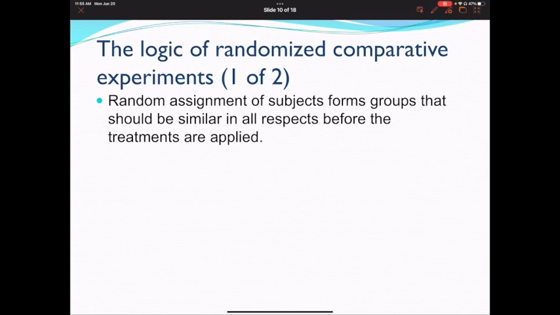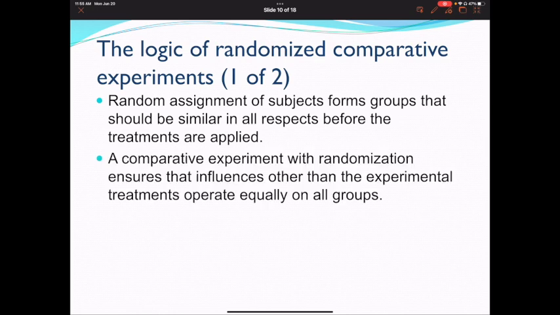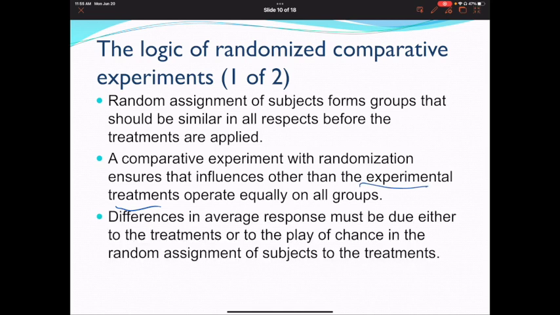Next, we need to discuss the logic behind randomized comparative experiments. Random assignments of subjects form groups that should be similar in all respects before the treatments are applied. And then a comparative experiment with randomization ensures that influences other than experimental treatment operate equally on the groups, right? Like any outside factors. Differences in average response must be due either to treatments or to the play of chance in the random assignments of subjects to the treatment groups.